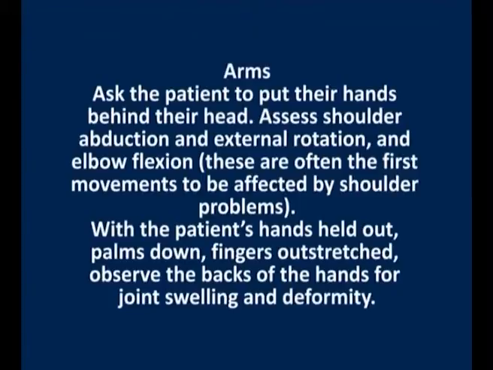Arms. Ask the patient to put up their hands behind their head. Assess shoulder abduction and external rotation and elbow flexion. These are often the first movements to be affected by shoulder problems. With the patient's hands held out, palms down, fingers outstretched, observe the backs of the hand for joint swelling and deformity.